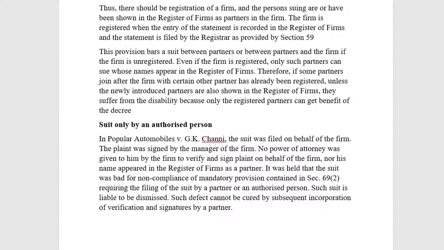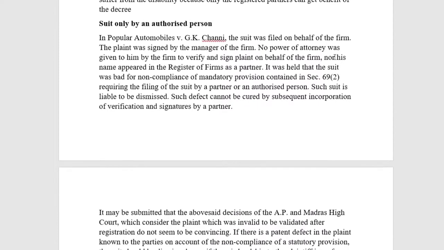But here, when they can join and whether they can enter their name, these are all immaterial. So, in order to get the advantages of the registration of firms, they should get their names registered. Their name should be found in the register of the firms. So this is the aspect. This is the first aspect.